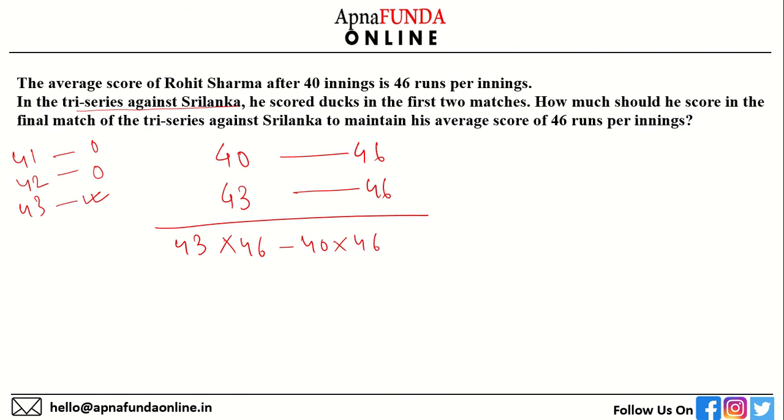However, what I suggest is, since the average is the same, only the difference is in the number of matches. The simple way to solve this is 3 into 46. The answer is 138. He should score 138 runs in the final match of the Tri Series, in his 43rd match against Sri Lanka, to maintain the average score of 46 runs per innings. Easy question. I hope you have followed this, and this is the answer that you must have also got.